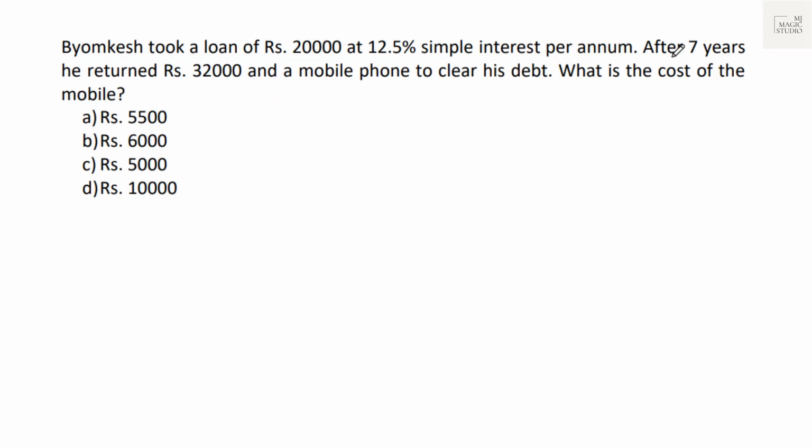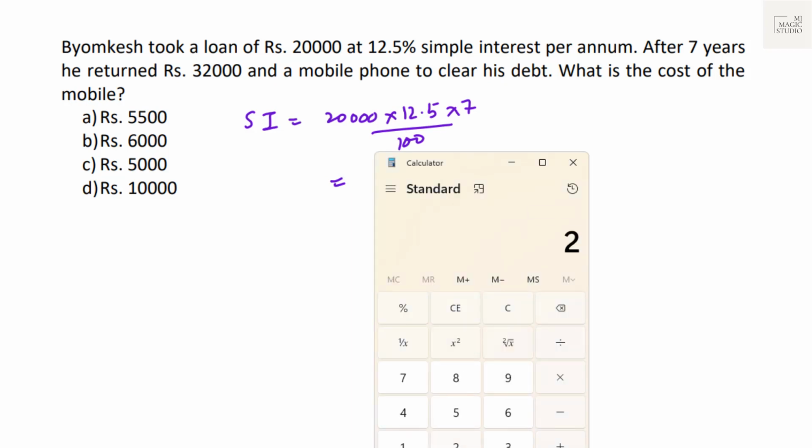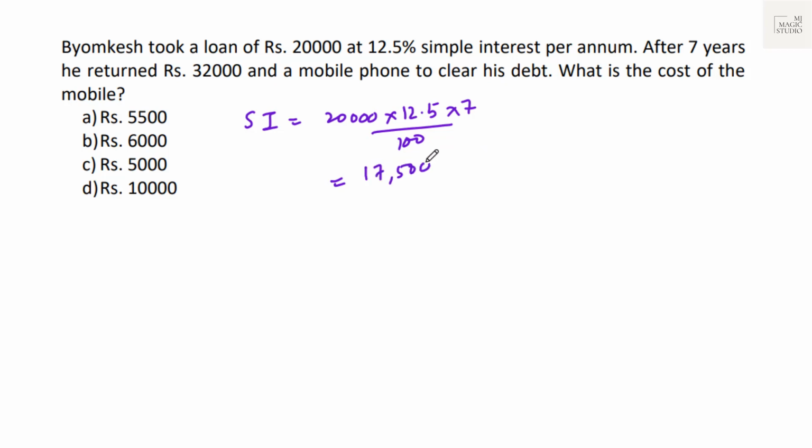Vyomkesh took a loan of 20,000 at 12.5% simple interest per annum. After 7 years, he returned 32,000 and a mobile phone to clear his debt. What is the cost of the mobile phone? So simple interest for 7 years is how much? 20,000 into 12.5 into 7 divided by 100. That gives 17,500. So the total amount he is supposed to return is 17,500 plus 20,000, that is 37,500.